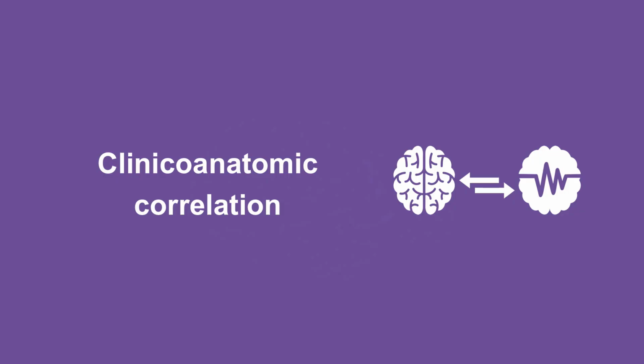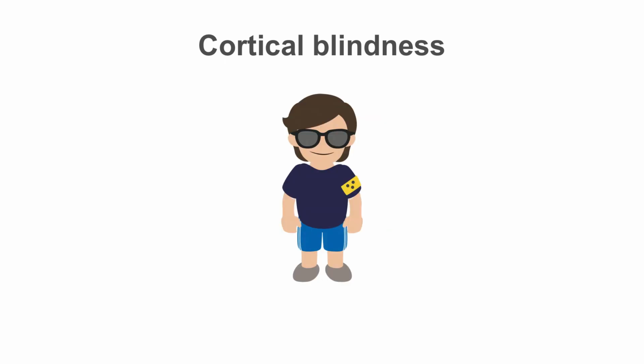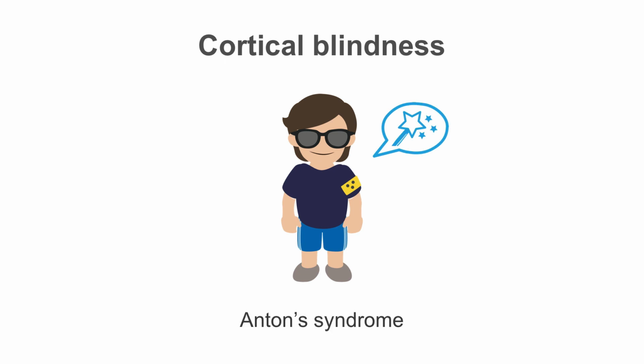There are many important clinico-anatomical correlations involving the occipital lobe. When bilateral occipital lobe lesions, such as infarcts, occur, the patient will demonstrate cortical blindness. Often the patient does not recognize they are blind. In fact, they often confabulate, or make up descriptions of what they see. This collection of signs and symptoms is called Anton's syndrome.